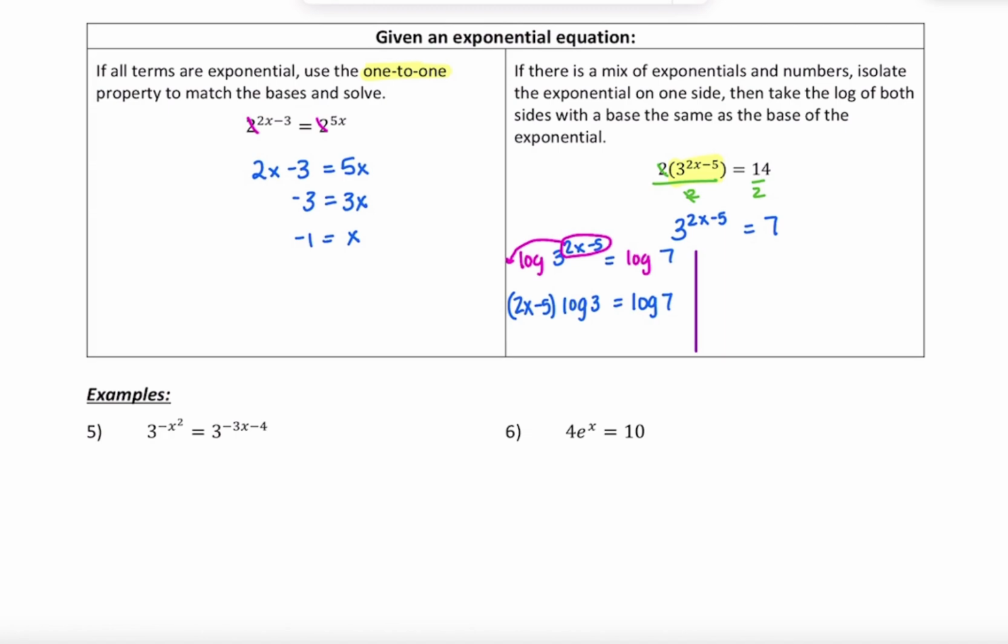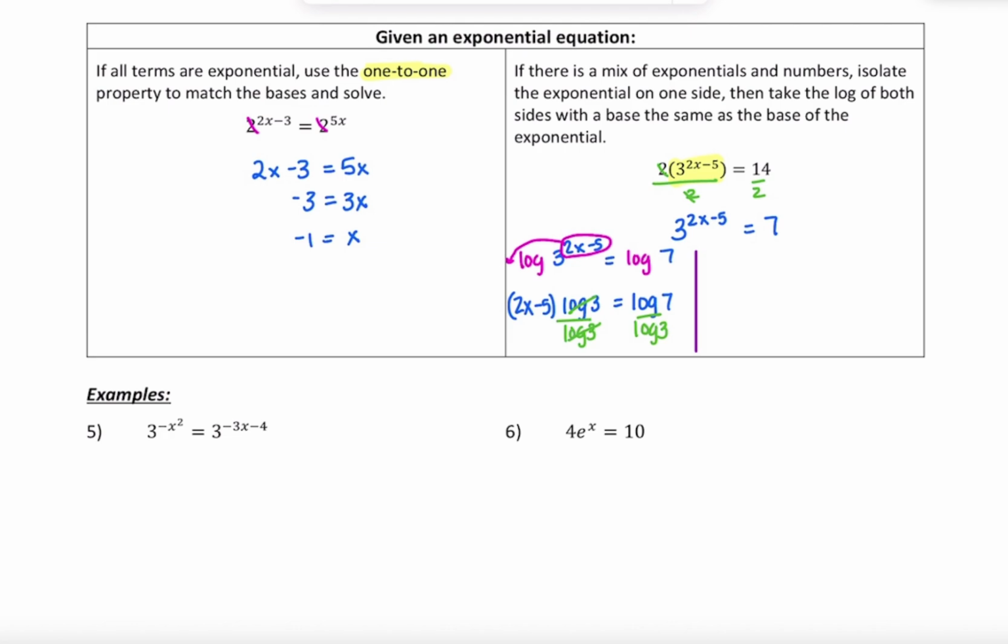And then you can divide by this number, the log of 3, with your calculator. Okay, so with your calculator, you would do the log of 7 divided by the log of 3 because you have a log button. And then you can add 5 and divide by 2, and you would get the x all by itself. So if you can't match bases, you take the log of both sides in order to bring down that exponent, and then you can solve it like a regular equation.